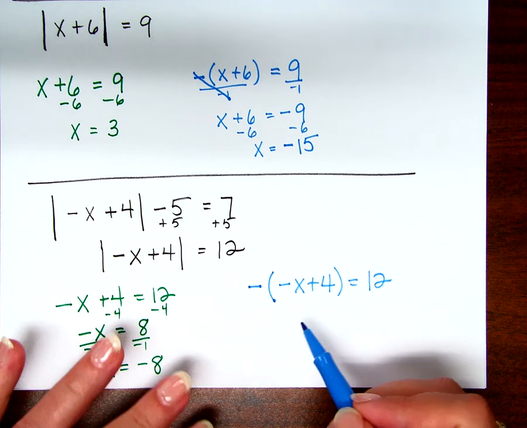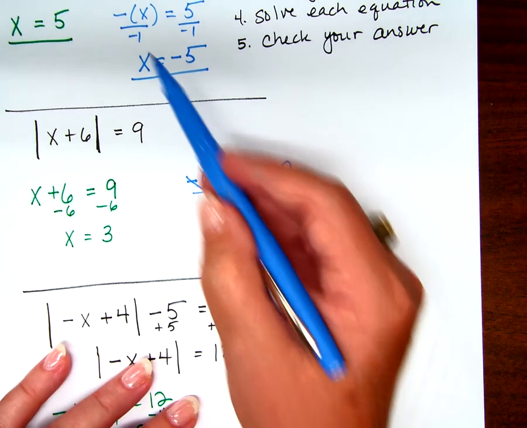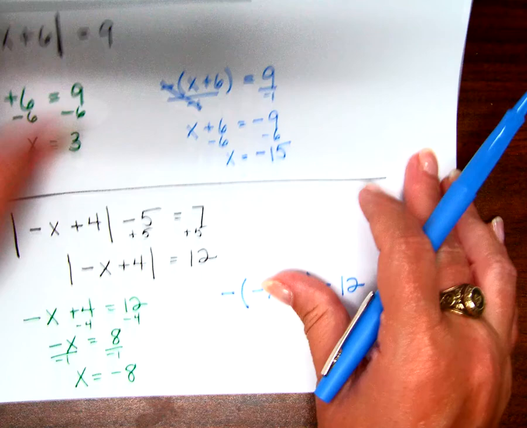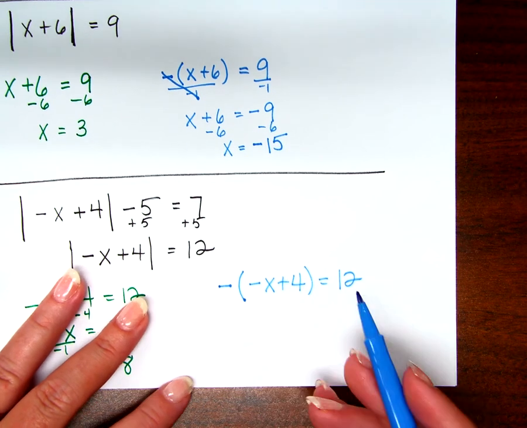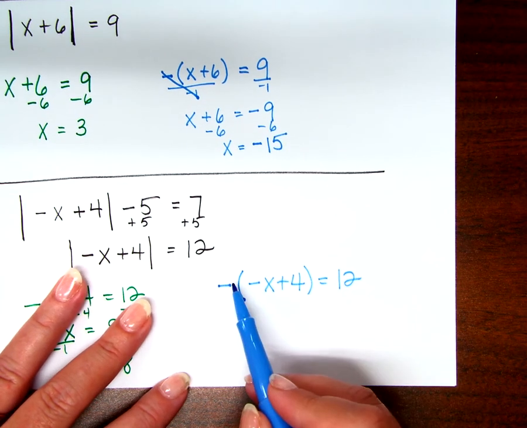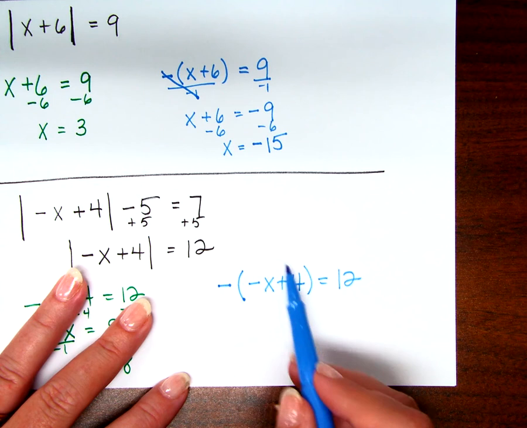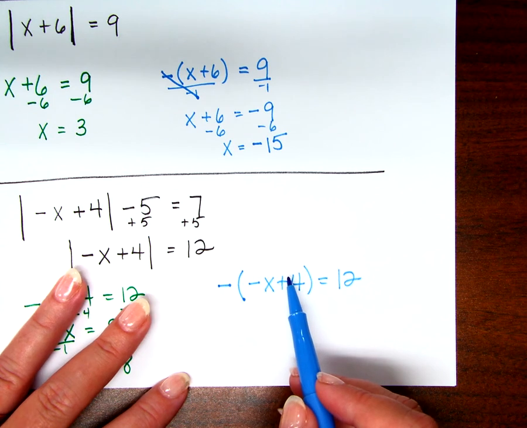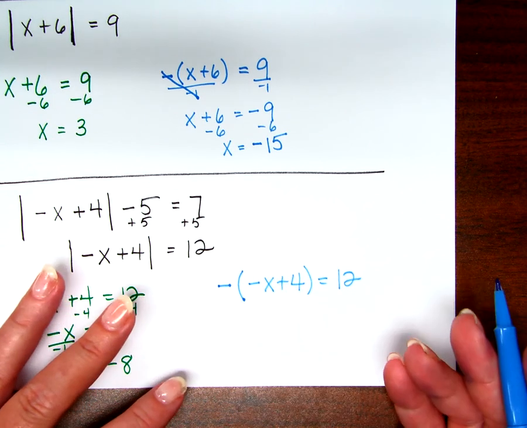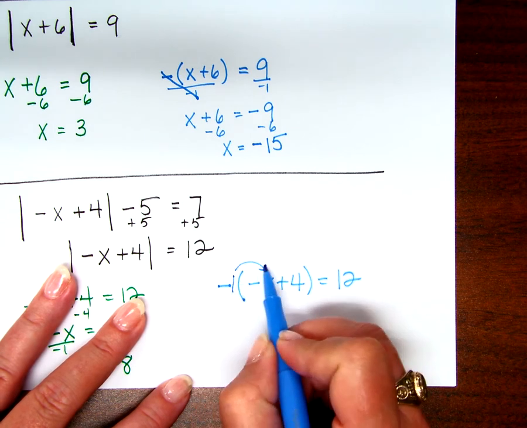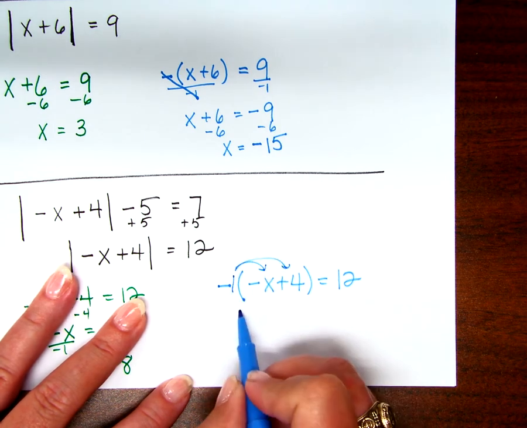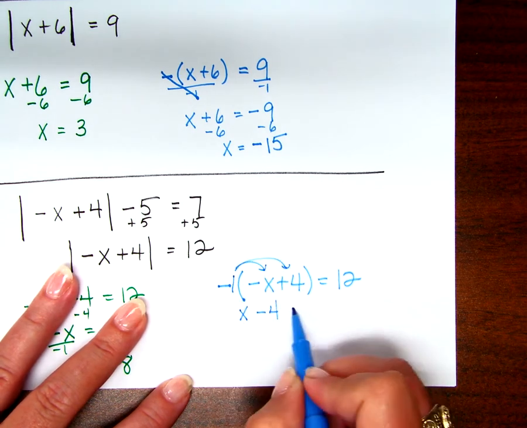What about this side? Well, before, every time we divided both sides by a negative, right? Could I still do that? Yes, right? But what would happen if I distributed this negative 1 to each term here? It would be a positive x, right? Wouldn't that be nice? So let's distribute this negative 1 into each term this time. X minus 4 equals 12.